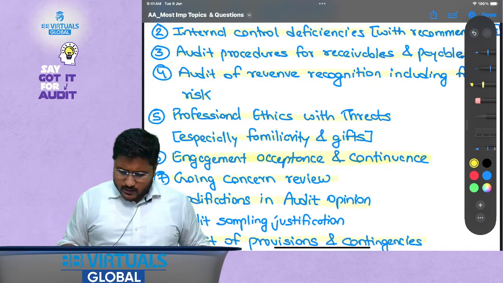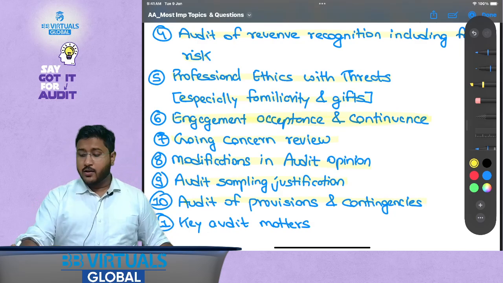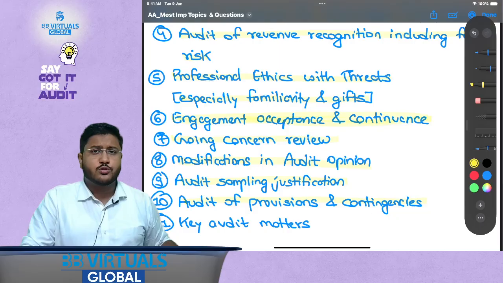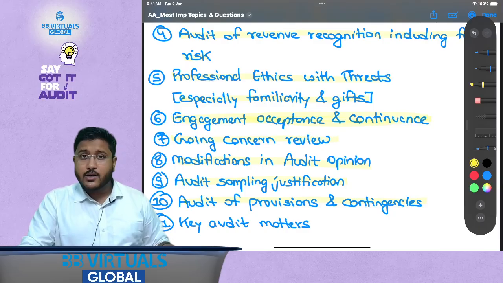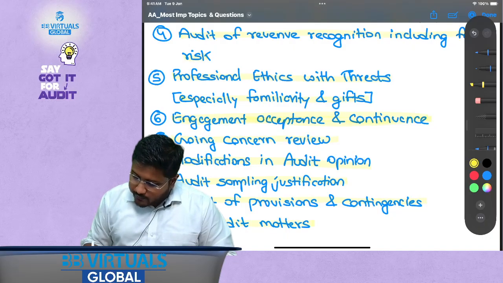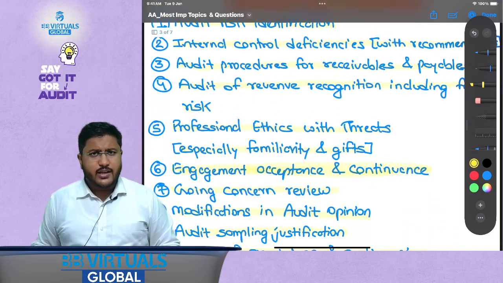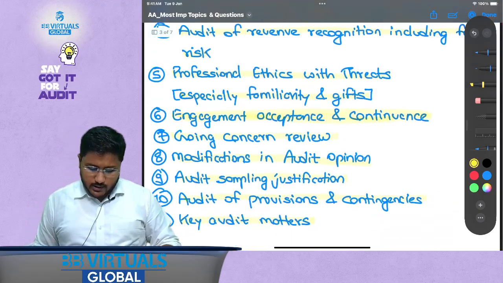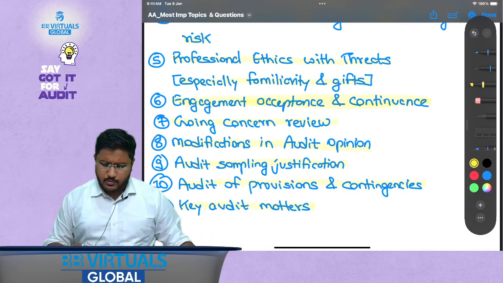Modifications in audit opinion, again the same way. And audit sampling justification. Now this is one area, audit sampling, which is very important when it comes to the AA testing. Why? Because in case of audit sampling, the methods are also important. What kind of samples you have selected, whether you have given due importance to qualitative as well as quantitative sampling, that is also very important. Then key audit matters. Now this is again part of the 700 series. So these are generally the areas which are tested more frequently than the other areas. Key audit matters is not generally tested separately, it is made part of some questions.